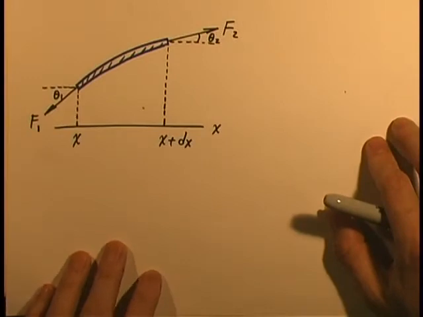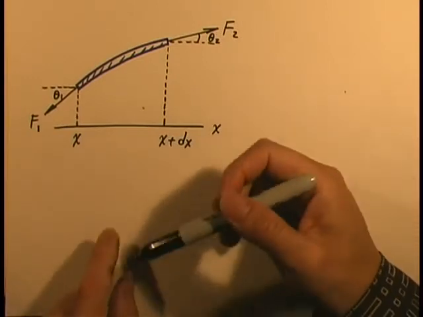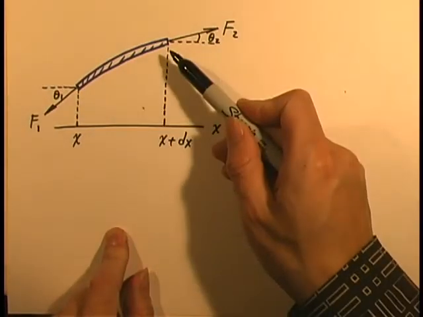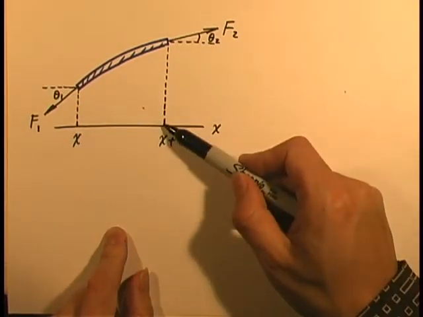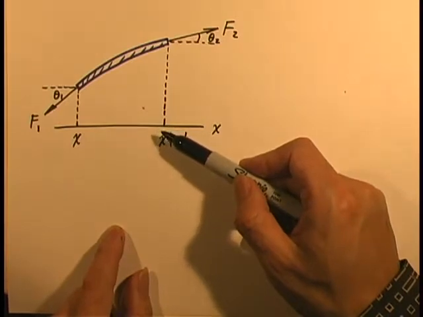And here is an amplified view of this particular segment. It is a segment of the rope starting from x, ending at x plus dx. So it's very short. It's x plus dx.